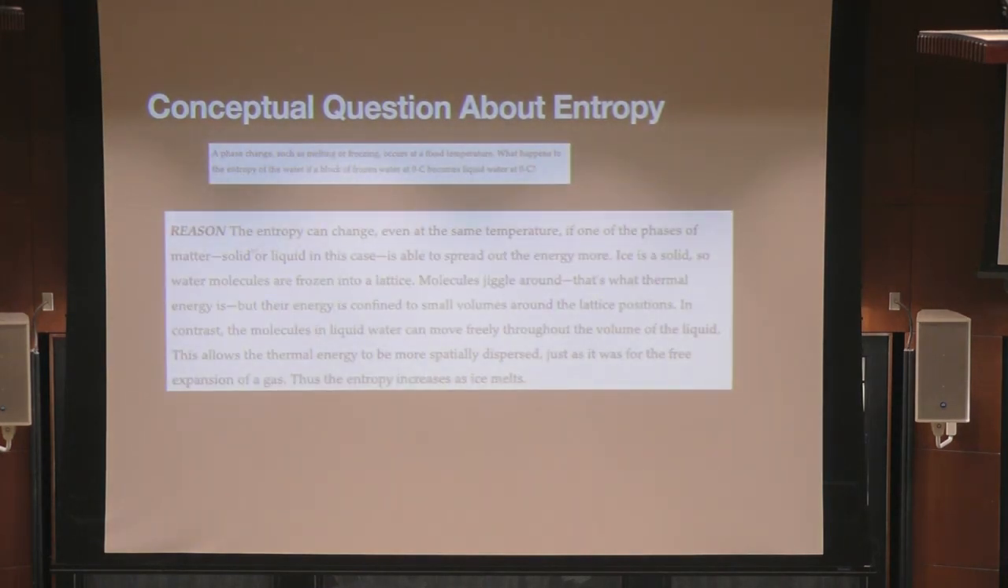So the entropy can change even at the same temperature if one of the phases of matter, solid or liquid in this case, is able to spread out the energy more. So ice is a solid, so the water molecules are frozen, and the molecules jiggle around. And that's what the thermal energy is, but their energy is confined to small volumes around the lattice positions. But in contrast, the liquid water has more configurations, more positions it can take.